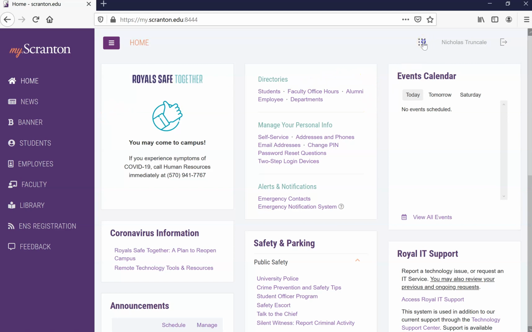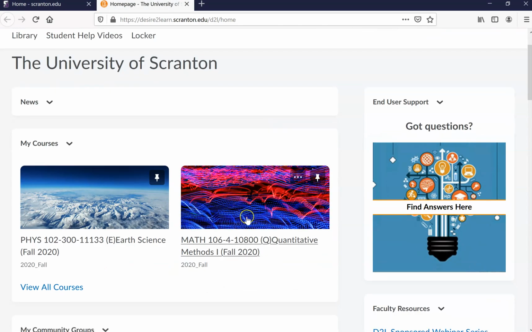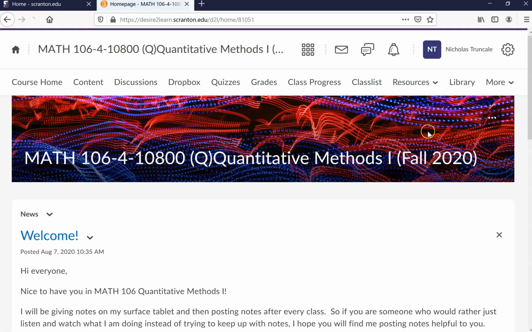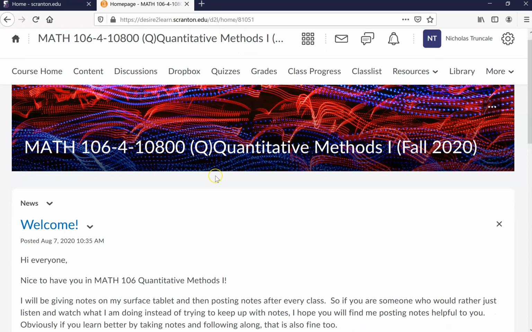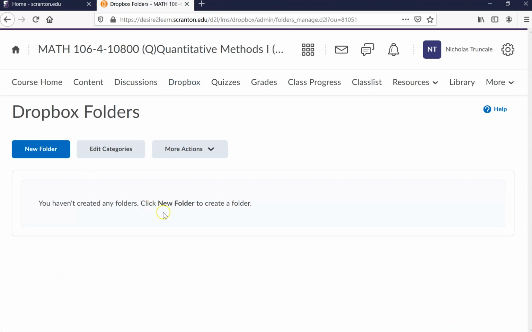All right, so I'm going to go to D2L, and I didn't get a chance to show you this last time anyway, so this is good. I'm only teaching 2 classes, an online Earth Science course and then this Math 106. When you see this crazy red-blue lines, that was the one that popped up when I first went on here, and I thought, oh, that's kind of cool, so I just kept it there. Right now I only have my welcome there. But in the Dropbox area, I don't have any yet because there's not a homework to collect. But I'll make a Dropbox folder here.